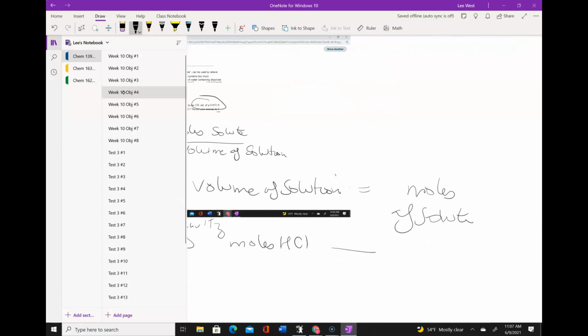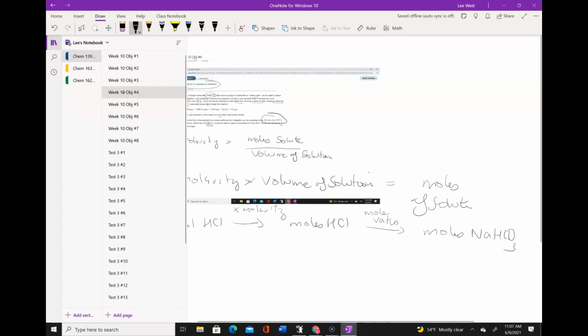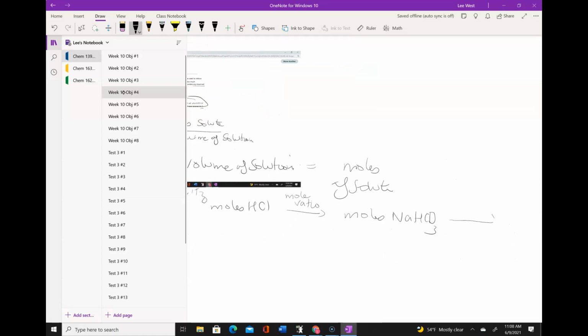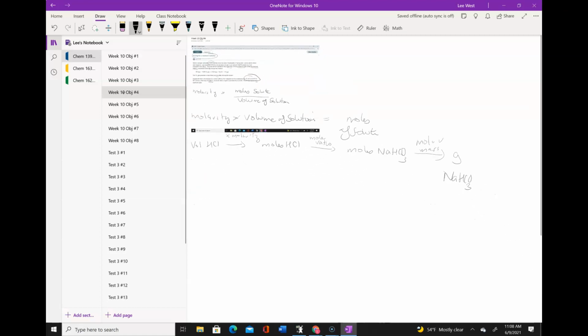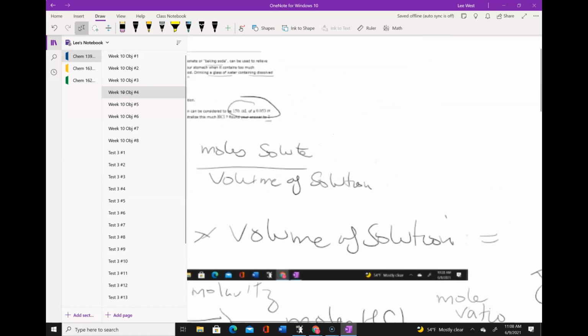Then I'm going to use my mole ratio from my balanced chemical equation to get my moles of sodium bicarbonate. And then finally, I'm going to use the molar mass to turn the moles of sodium bicarbonate into grams of sodium bicarbonate. So I'm doing quite a few things here. I'm going to need ultimately 1, 2, 3 conversion factors, right? So I'm going to do 3 conversion factors.